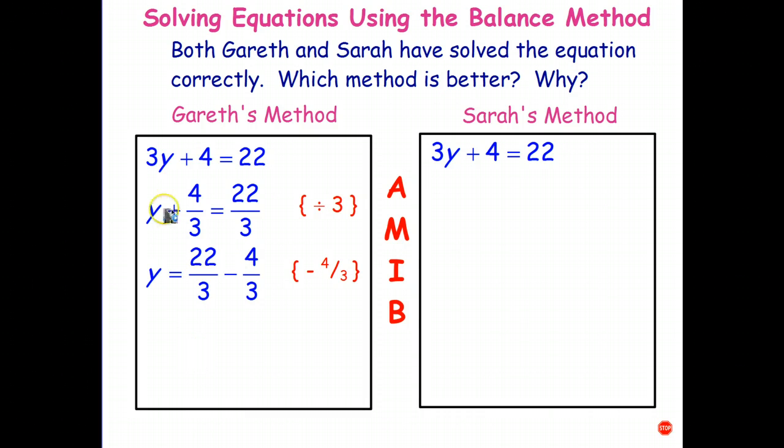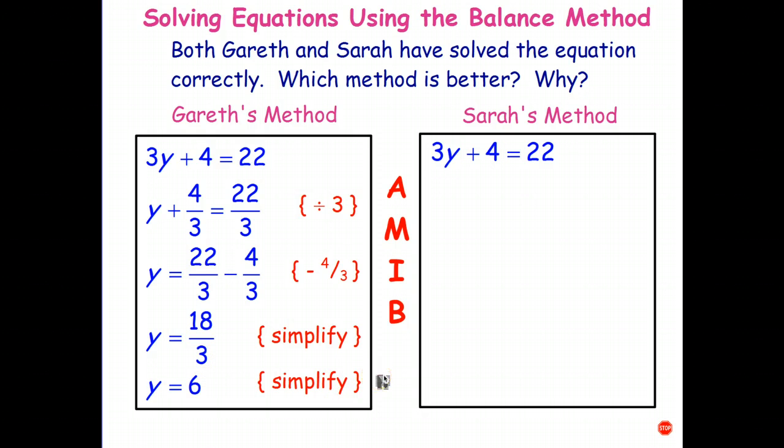The second thing that Gareth did is he said, okay, I'm going to have to undo adding 4/3. So I'll subtract 4/3. He's done that to both sides. So the operation was minus 4/3. Again, not incorrect, but it's getting a bit messy, and he has to now remember how to subtract fractions. Then he went ahead and said, well, 22 on 3 minus 4 on 3, just subtract the numerators, is 18 on 3. And finally, he simplified that and got the correct answer. So these are all equivalent equations, but he's made it much more complicated than it has to be.